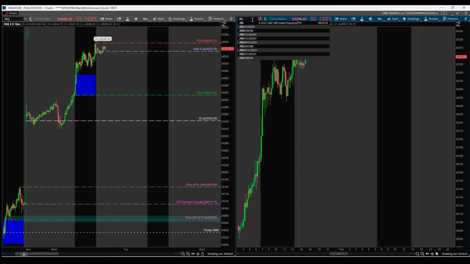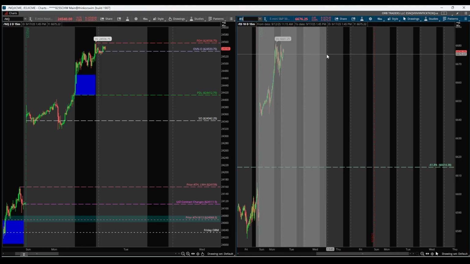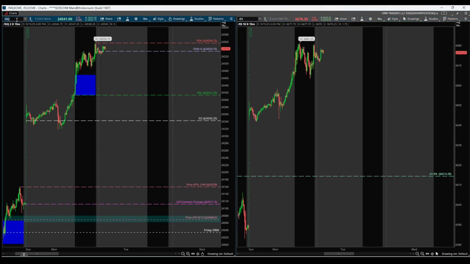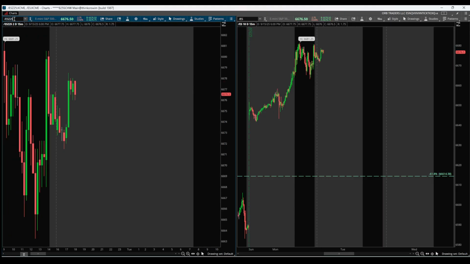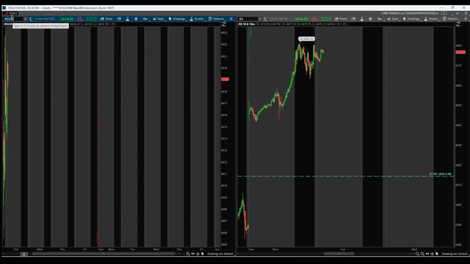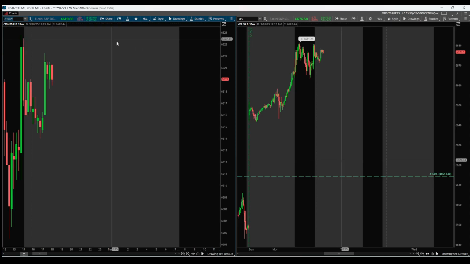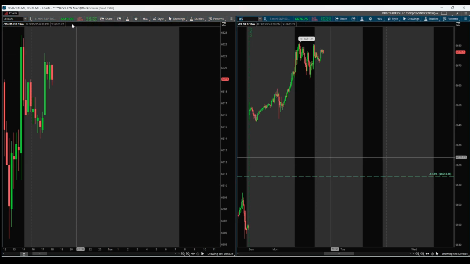Same for the ES. If you're looking at the continuous contract, you need to be on the Z contract for 2025. And you can see the price there aligns. If you are trading the U, make sure you chart on the U. Do not chart on the continuous because the prices clearly do not match up.